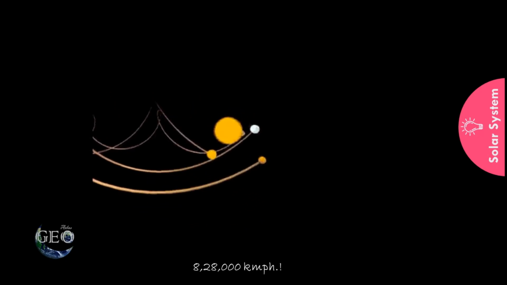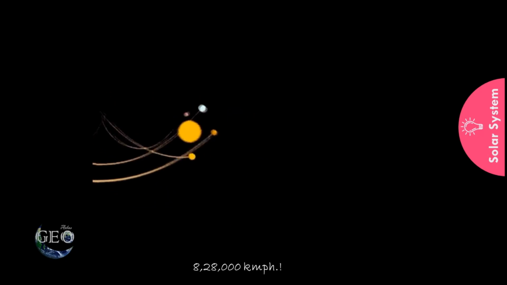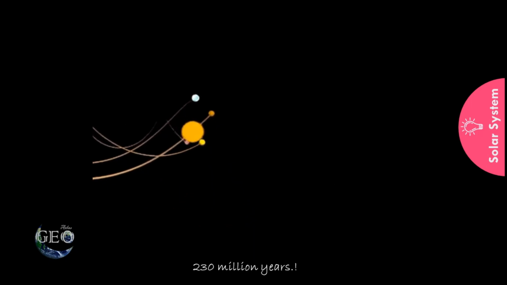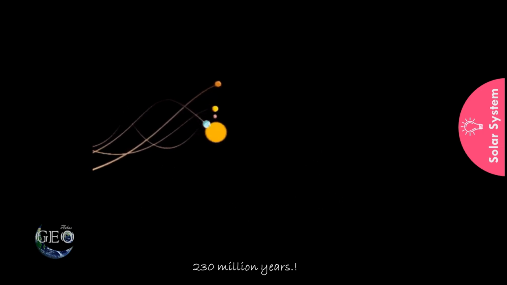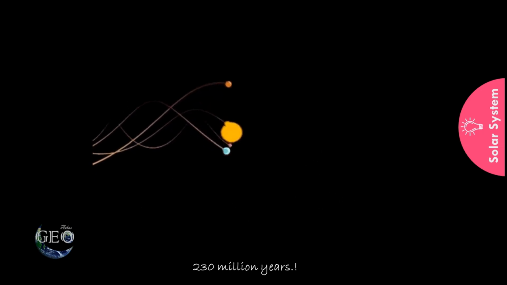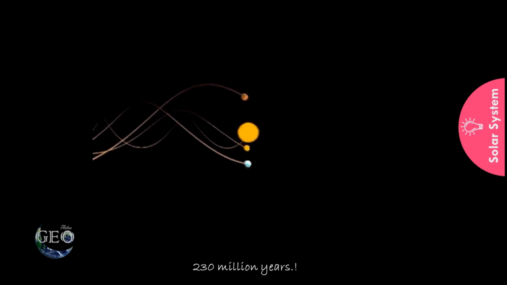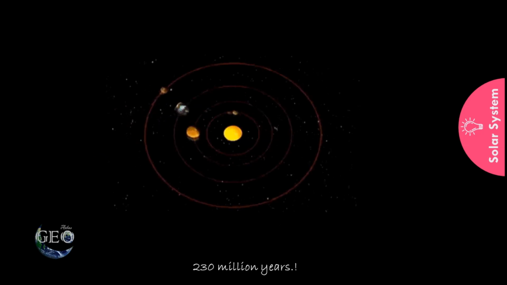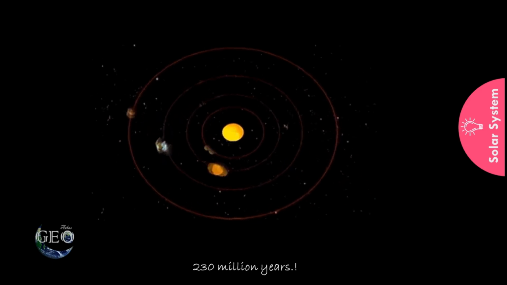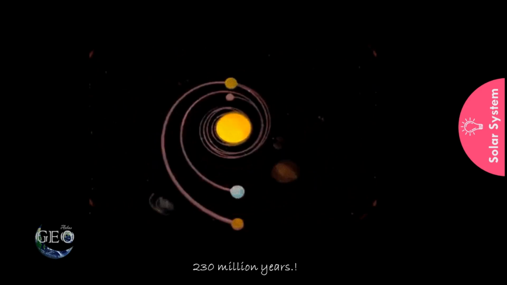And it takes 230 million years for one revolution. That means our Sun and the entire solar system, for one circular journey, takes 230 million years. That means after the formation of our solar system, it has roughly revolved around the Milky Way 17 times.